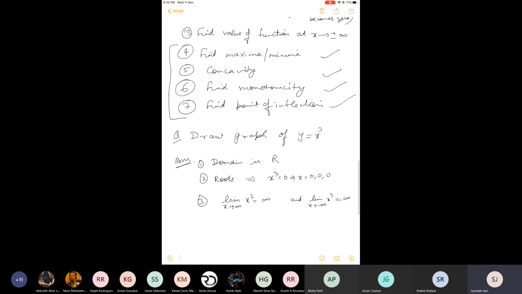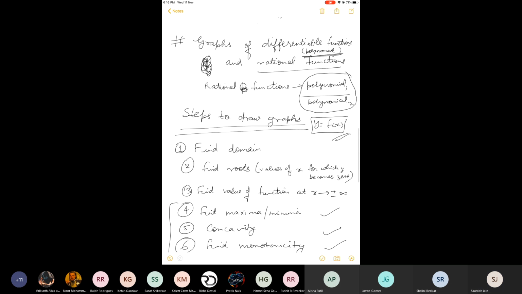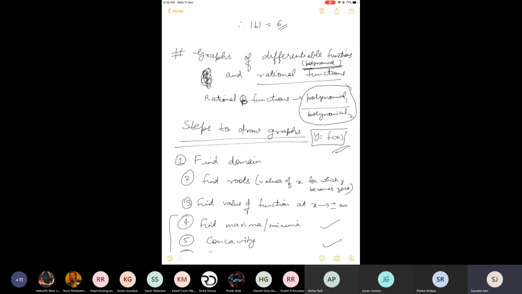Then now the last four steps. It is a differentiable function. In fact, we are studying the techniques to draw graphs of differentiable functions. So here there is no question like discontinuity, non-differentiability, etc. That you already know. In case of a discontinuous function, there will be a break. In case of non-differentiable, there will be a sharp corner, right?